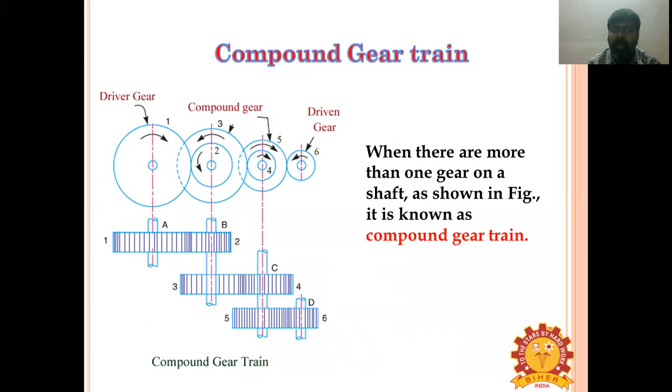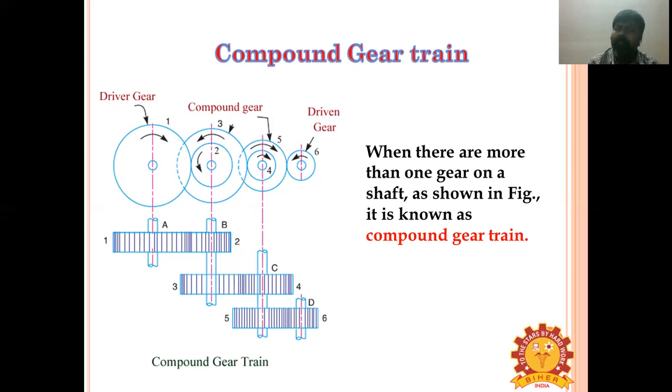In the compound gear train, gear 1 is the driving gear mounted on shaft A, and gear 2 and gear 3 are the compound gears mounted on shaft B. Gears 4 and 5 are also compound gears, mounted on shaft C, and gear 6 is the driven gear. So the final output is the driven gear. Input is the driving gear, output is the driven gear, and the other gears are compound gears.